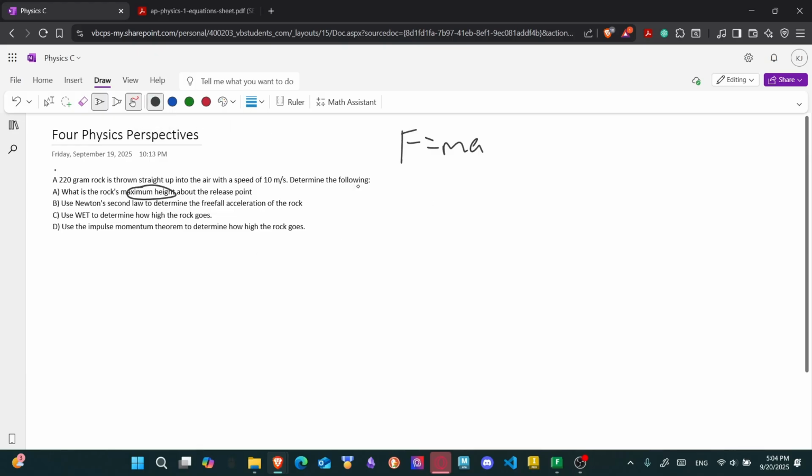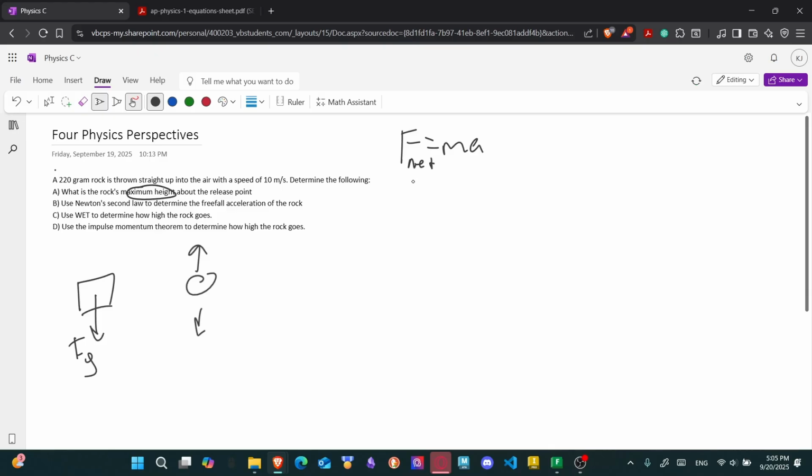So let's try an FBD for force. Since you're throwing a rock in the air, the rock is in the air, and it could be either moving up or moving down. It doesn't matter for this question. The only force exerted here is the force of gravity, Fg. There is no force of friction because we're assuming all friction is negligible, and there is no external force aside from the force of gravity.